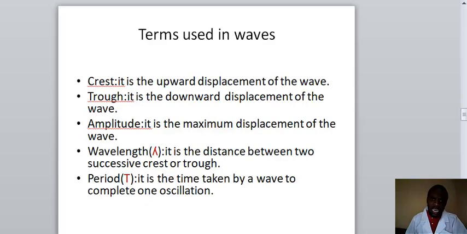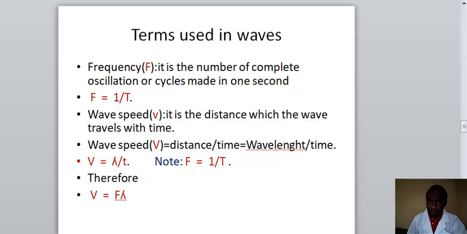And another thing there is the period. The period is the time taken by a wave to complete one oscillation. That is what we refer to as the period. Then we have frequency. The frequency f is the number of complete oscillations or cycles made in 1 second. So it's given as 1 over T, that is 1 over period. That is the number of complete oscillations made in 1 second. That is what we refer to as frequency.